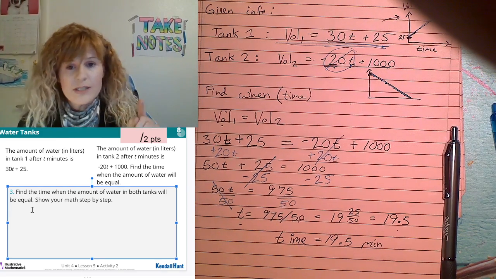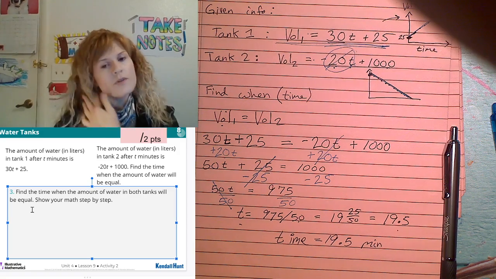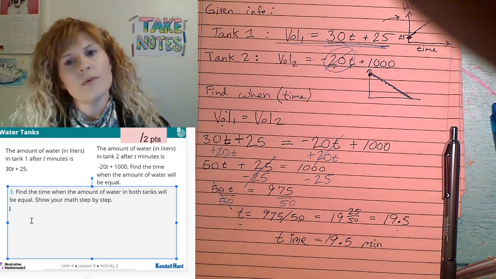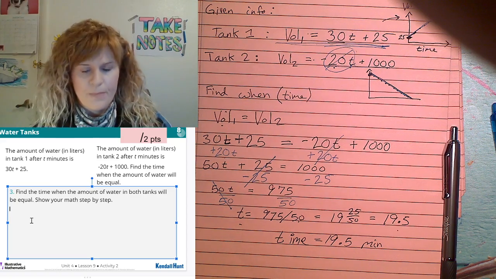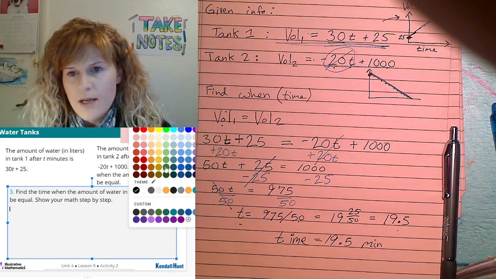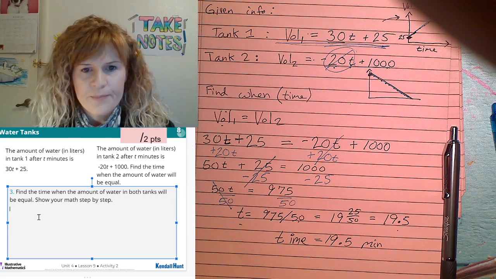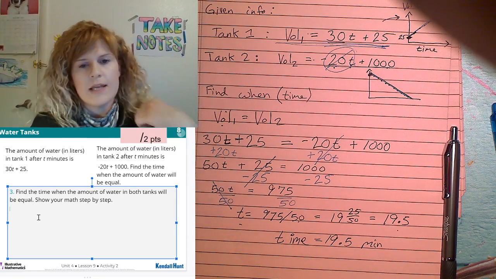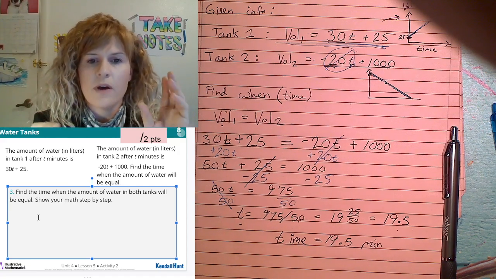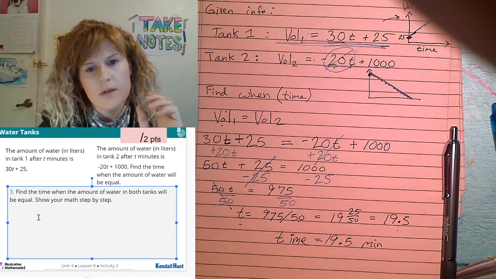Now you need to show your work on your screen. Let me help you do that, because when you show me your work, I know you really did it. So choose your favorite color. I'm going to go with green this time, though. Now, remember what I said. The time when both volumes are equal is when volume of tank 1 equals volume of tank 2.